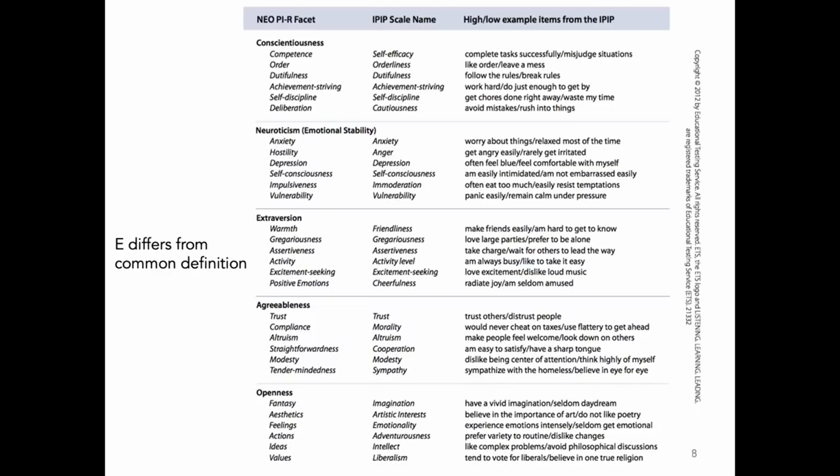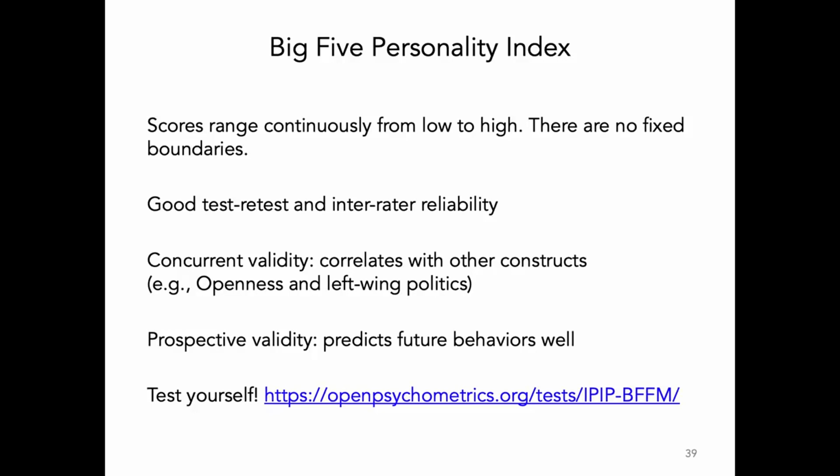So, one thing that we know about the Big Five right away that makes it look better than the Myers-Briggs is that scores range continuously from low to high. That is, there's no such thing as a conscientious person. People have a normal distribution of conscientiousness. Some people are high, some people are low, most people are in the middle. It has good test-retest and inter-rater reliability, and it has good concurrent validity.